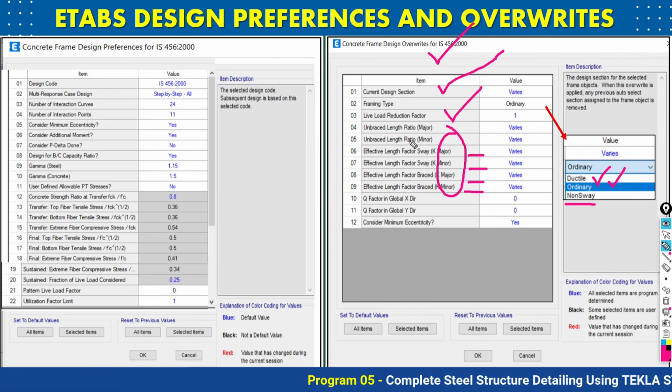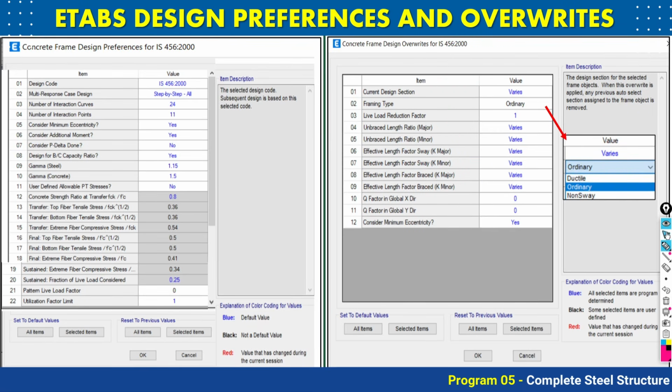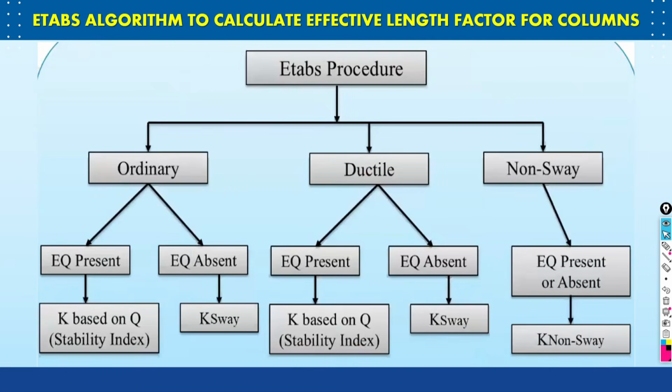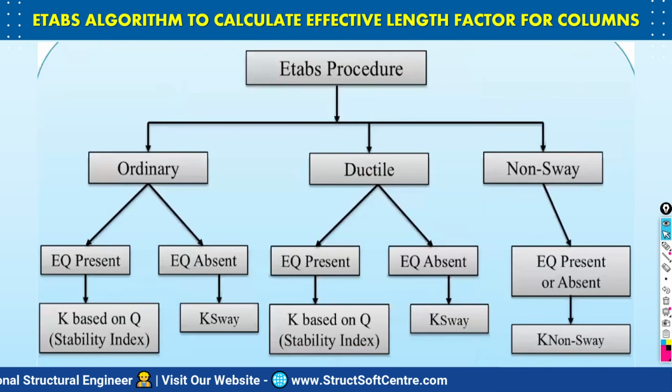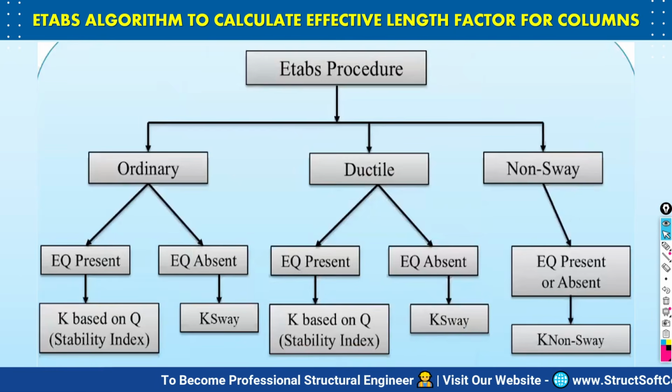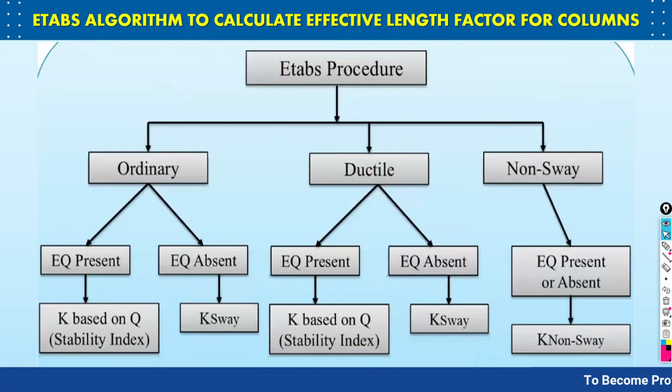So how to decide it, for that we will discuss in detail, and you should be sound with this chart. What the algorithm of your software is, is very important to understand. This chart will decide how your ETABS software is going to do the calculation for the design of your column. What algorithm is your ETABS software going to follow for designing your column? What does the algorithm mean?